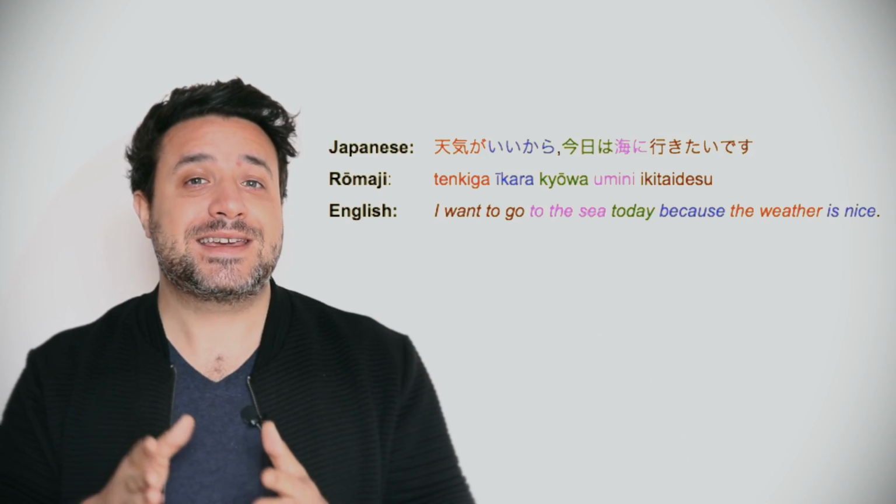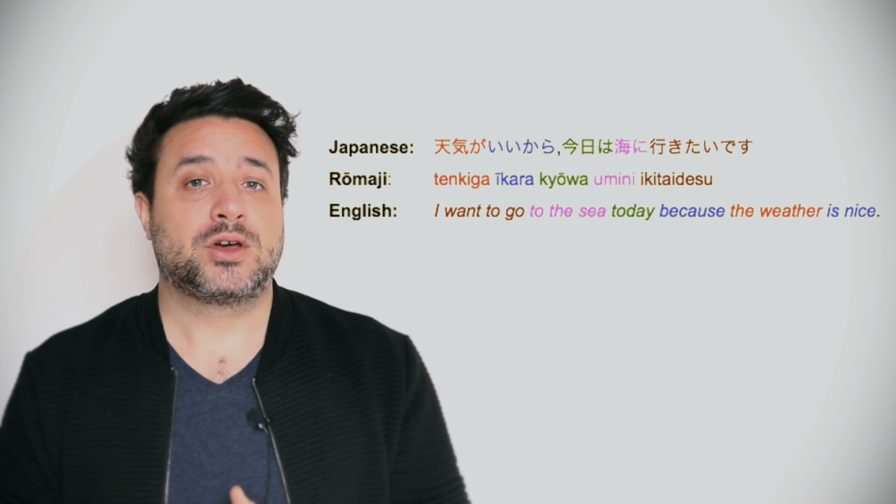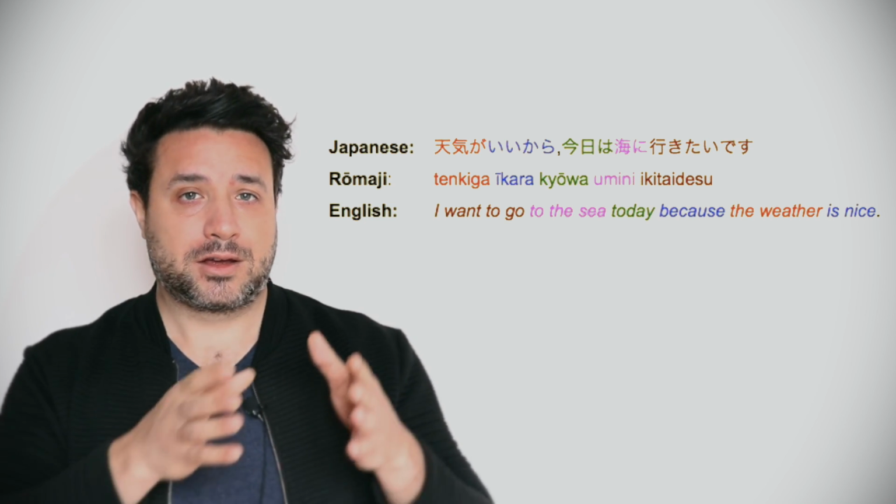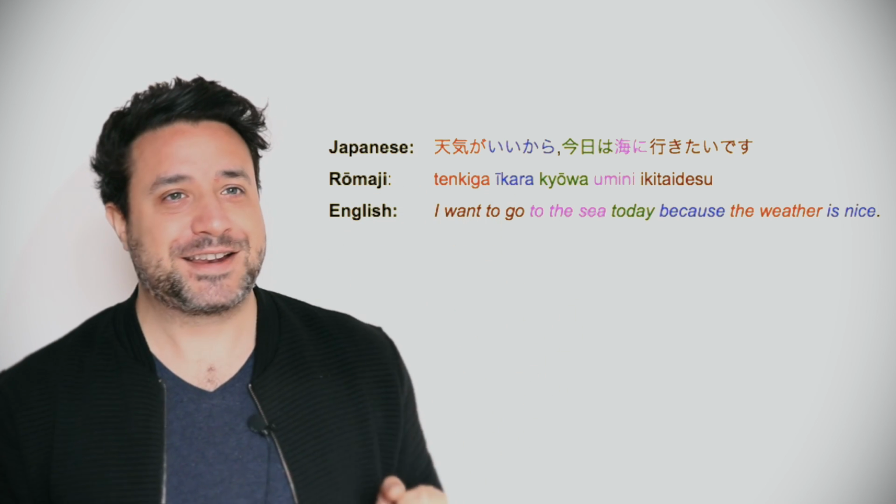Voglio andare al mare perché il tempo è bello. I want to go to the sea because the weather is great. So in Japanese, you would say that tenki ga ii kara kyou wa umi ni ikitai desu, which means, I have to think about it.